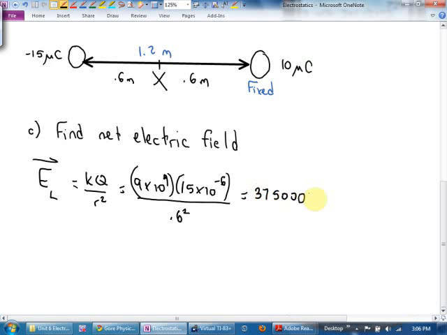Units. Greg, how can you figure that out by looking at your formula sheet? There is an equation with F and Q and E in it. Yes? It is newtons per coulomb.